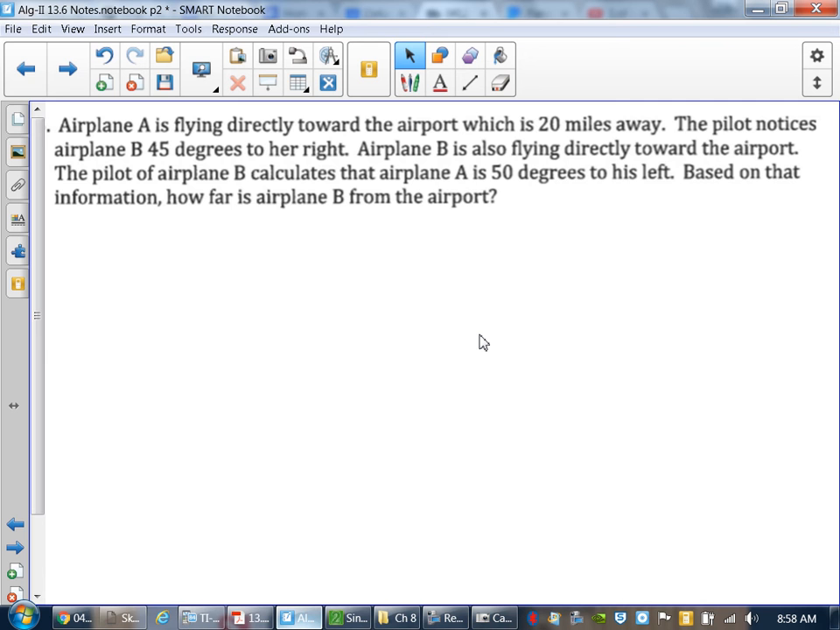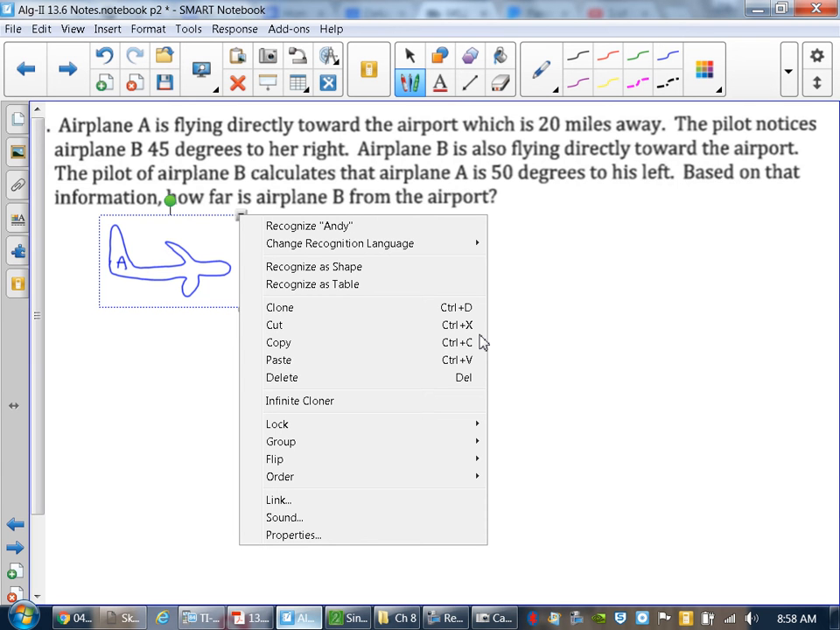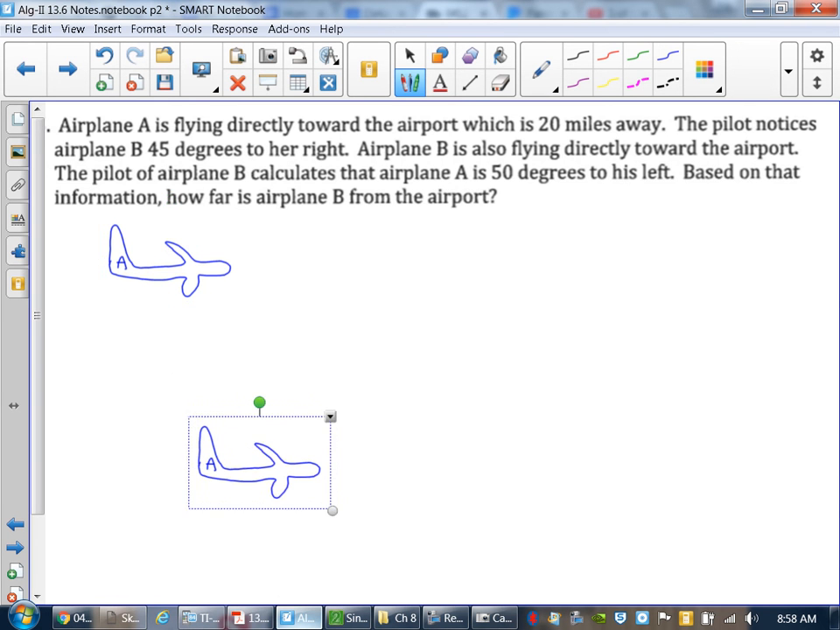So we need airplanes. There's airplane A. It's an American airline. Here's airplane B, beautiful airline.